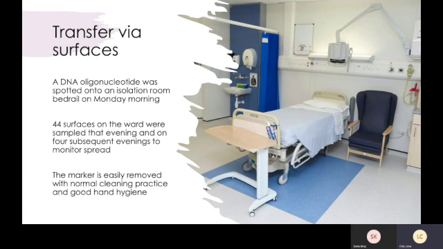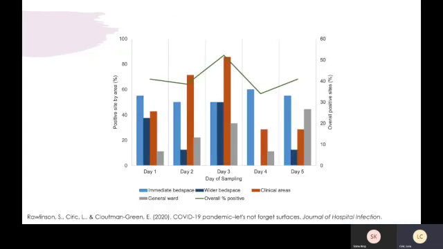Something that we'd done before this release was to check that the oligonucleotide, this marker, was easily removed with normal cleaning practice, so that the antimicrobial wipes totally remove it, and also hand washing totally removes it, using hand sanitizer totally removes it as well. So we wanted to make sure that it wouldn't withstand the normal cleaning and hand hygiene practices, and it didn't. Okay, so here are our results.